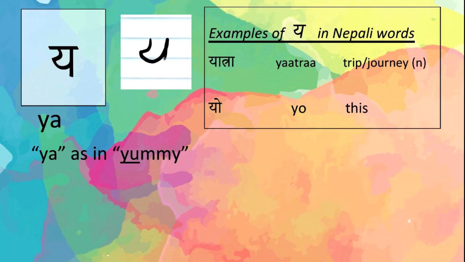Next letter is ya, as in yummy. Examples of ya in Nepali words are yatra, which means trip or journey, and yo, which means this.